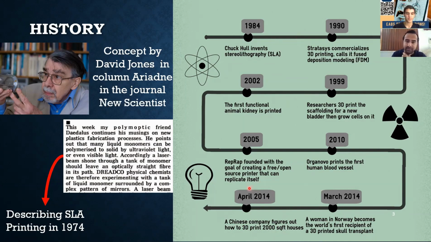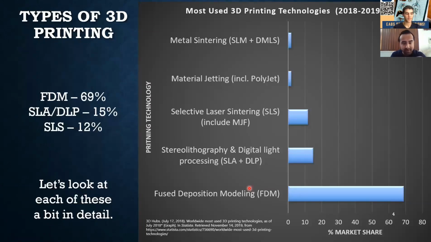Now let's talk about the types of 3D printing. There are many kinds of 3D printing you can do, but the three main types I'll be focusing on are based off their market share essentially. So we have the most popular, which is called fused deposition modeling, which is probably what you're imagining when you think of 3D printing. Then you have SLA, also called DLP. So that stands for stereolithography or digital light processing. And then the third one, which is less used, is SLS, which is called selective laser sintering. So let's go ahead and take a look at these in reverse order.